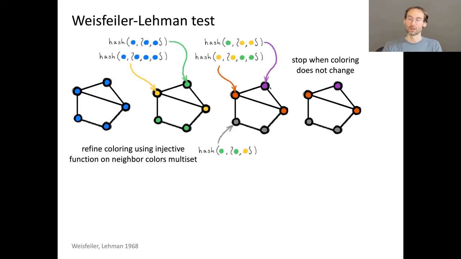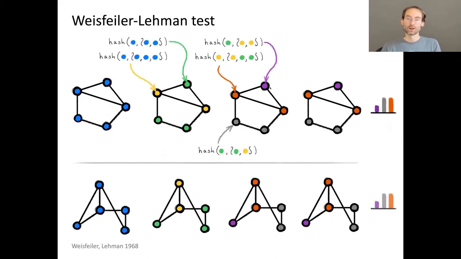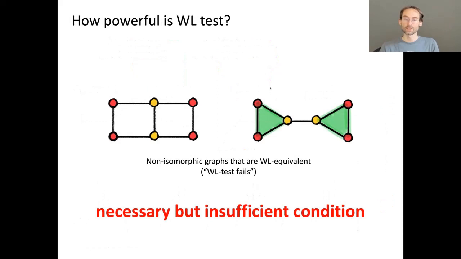So when the colors stop changing, we can just compute the histogram of different colors, and this will be the descriptor of the graph. Now, given another graph, I can do the same thing, and I get another descriptor. If these two histograms for two different input graphs are different, we can say for sure the graphs are non-isomorphic. If the descriptors are the same, we can say only that they are possibly isomorphic, but not necessarily. So this is a necessary but insufficient condition.